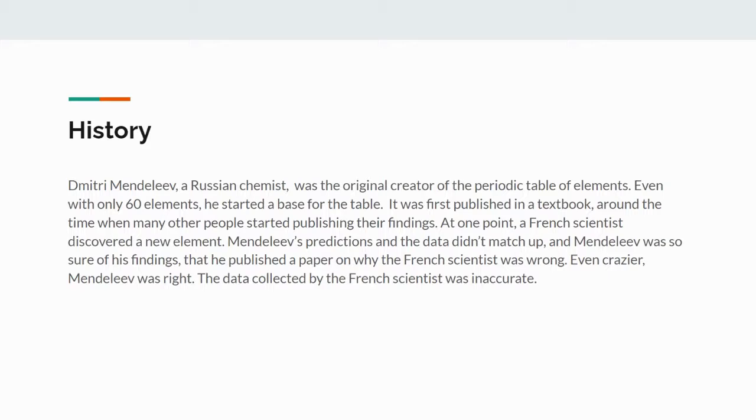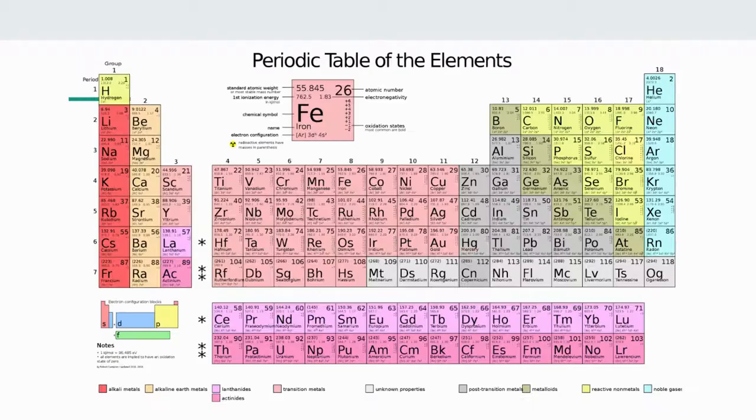At one point, a French scientist discovered a new element. Mendeleev's predictions and the data that the French scientist collected didn't match up, and Mendeleev was so confident of his predictions that he published a paper on why the French scientist was wrong. Even crazier, Mendeleev was right. The data collected by the French scientist was inaccurate. Obviously, over time, new elements were found, and the elements were no longer limited to 60.